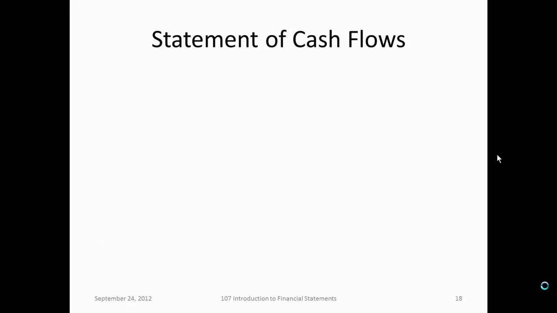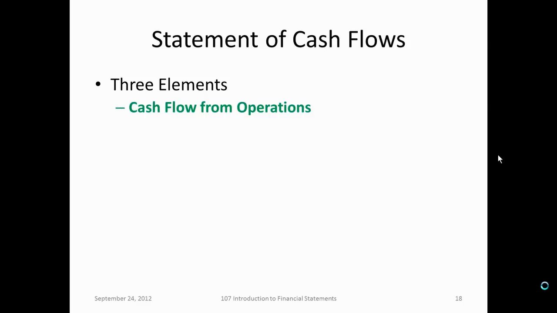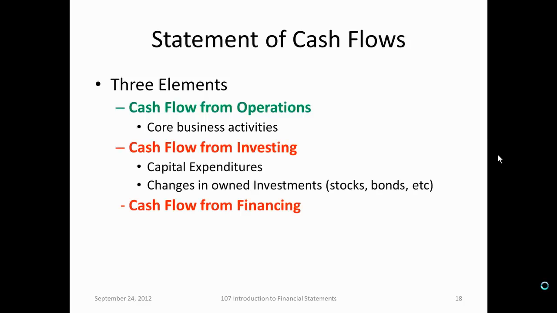Because companies can generate and use cash in several different ways, the statement of cash flows is separated into three sections. Cash flows for operating activities, from investing activities, and from financing activities. The cash flows from operating activities section shows how much cash the company generated from its core business as opposed to peripheral activities such as investing or borrowing.